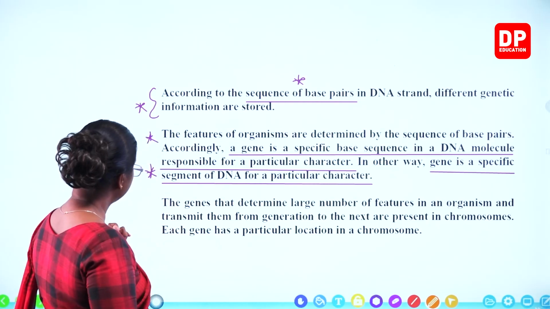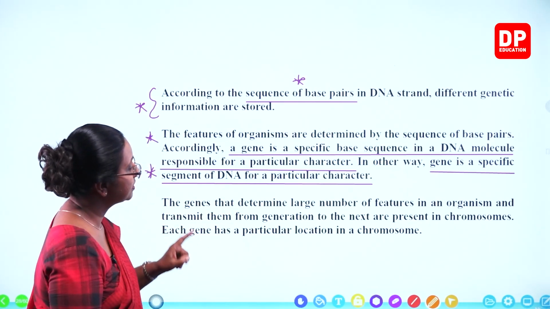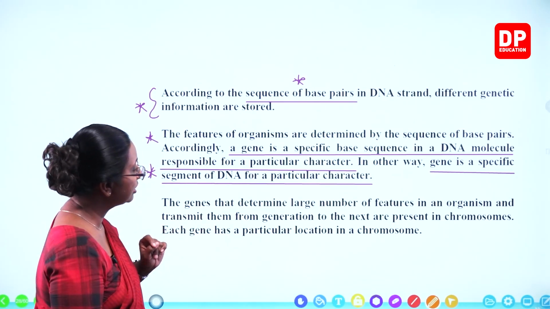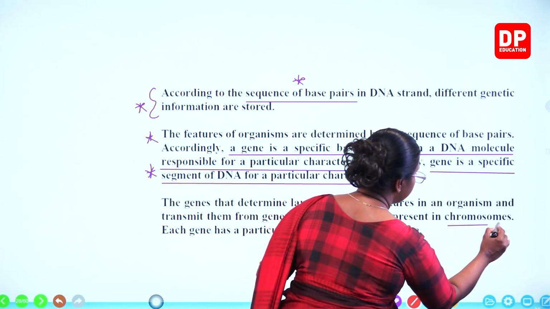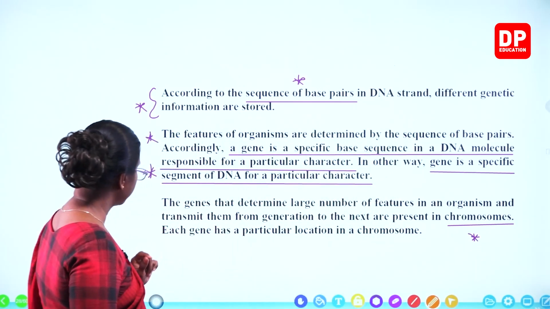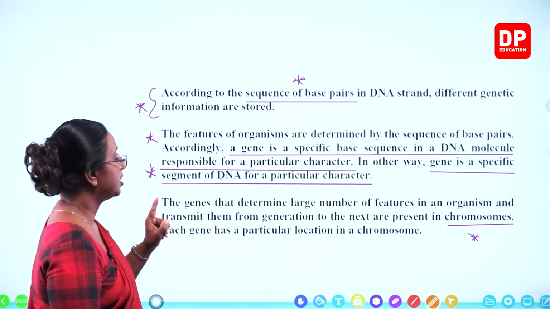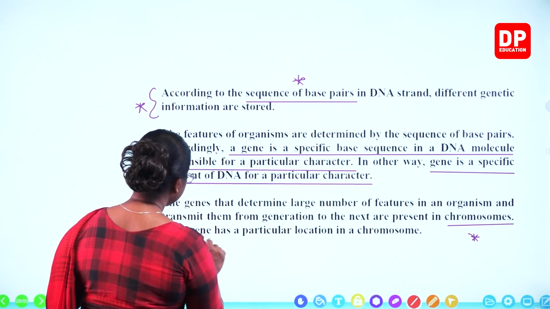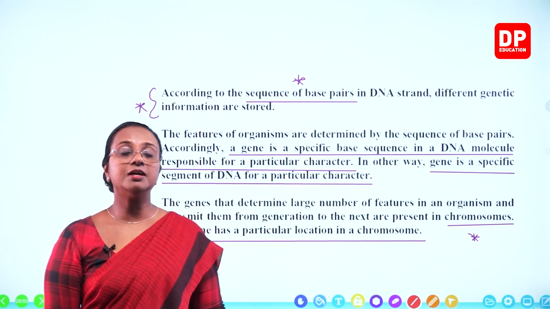If I continue, the genes that determine a large number of features in an organism and transmit them from generation to the next are present in chromosomes. So here you hear that term also. They are present in the chromosome. Each gene has a particular location in a chromosome. That is also important. Each gene has a particular location in a chromosome.